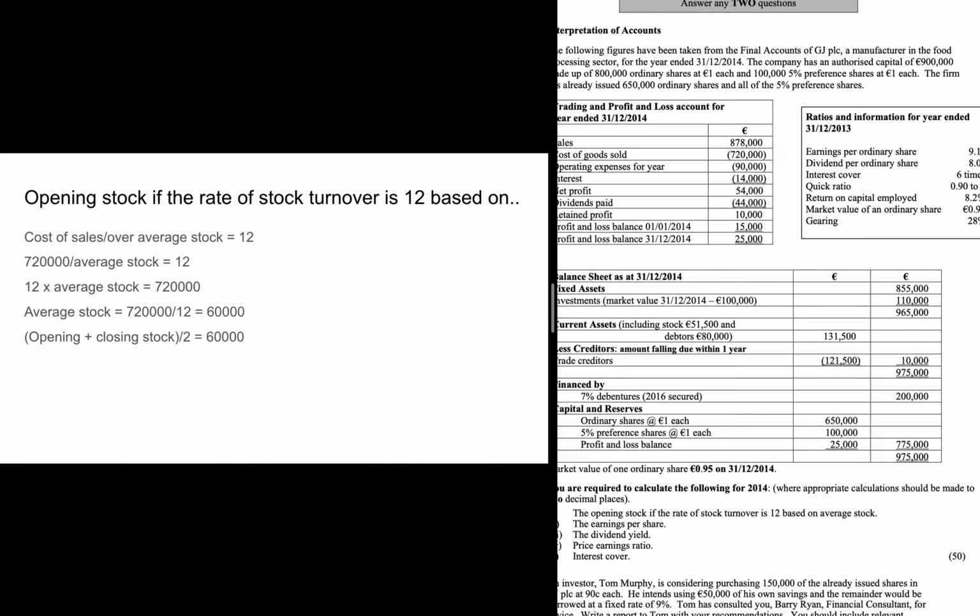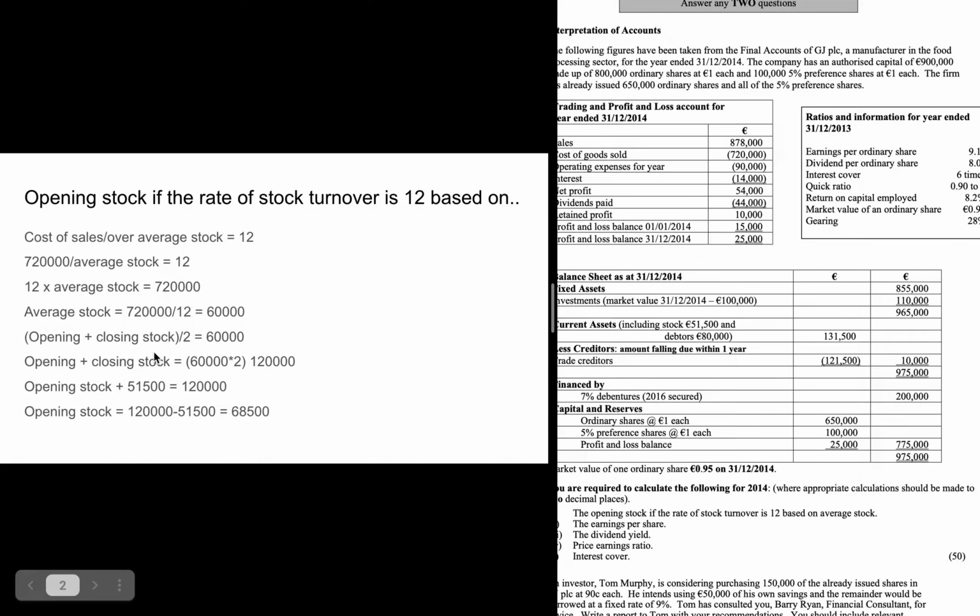Or opening stock plus closing stock over 2 is 60,000. So opening stock plus closing stock is equal to 60,000 by 2, which is 120,000. Opening stock plus 51,500 is 120,000. So therefore opening stock is 120 minus 51.5, which is 68.5. So straightforward enough. You can have a look back at that yourselves.